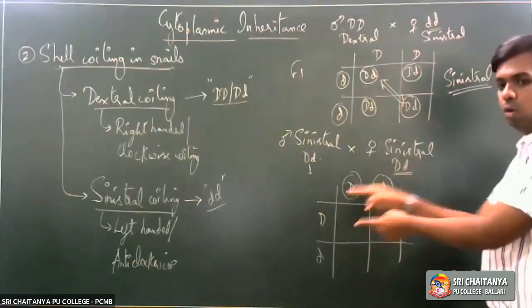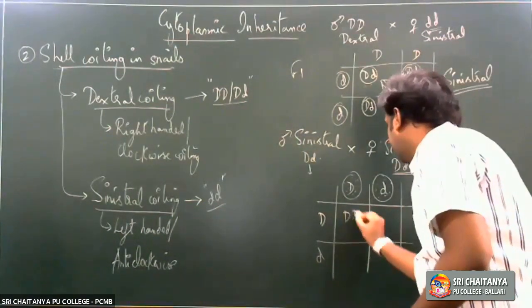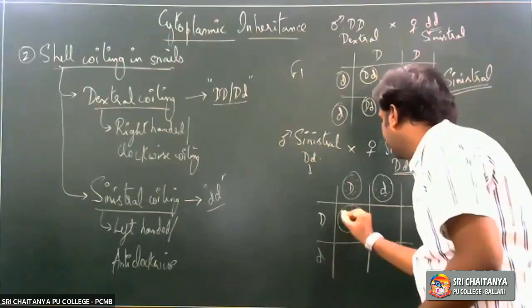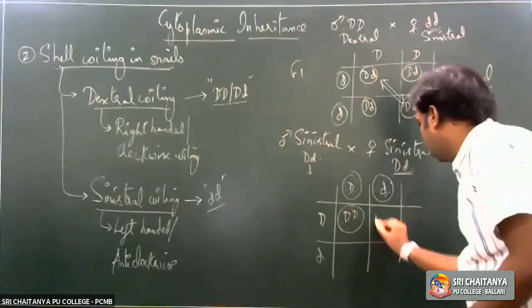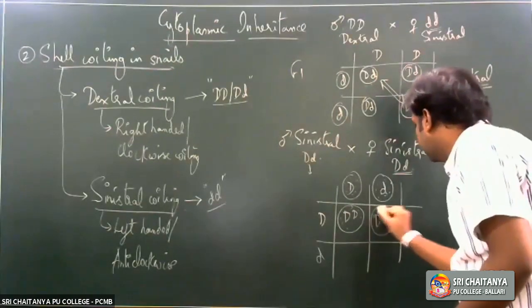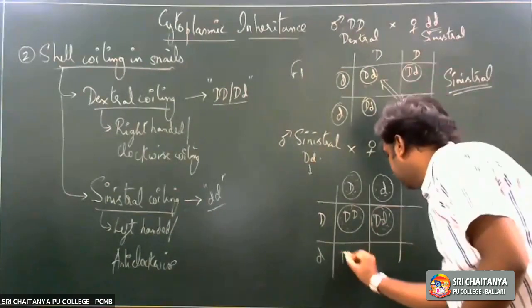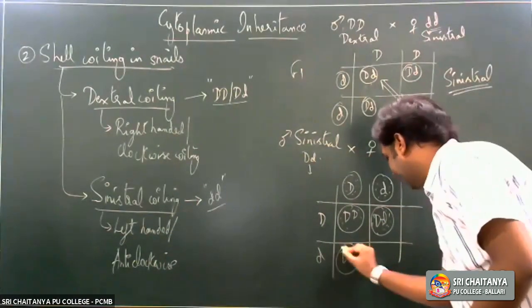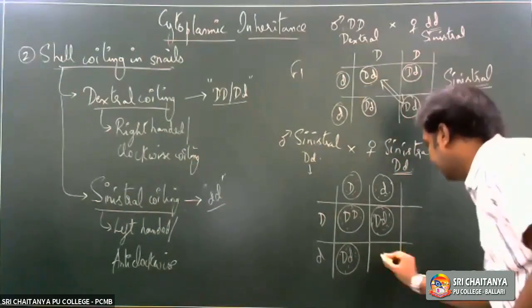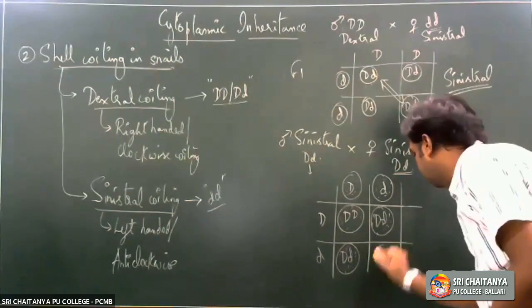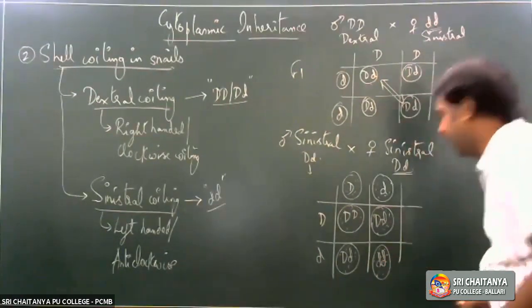Now when they undergo the process of crossing, what would be the condition here? Capital D, and in their cytoplasm they will be having this particular protein. Capital D, small d again, and even in their cytoplasm also they will be having the protein. Third one, capital D, small d again here, and even in their cytoplasm also they'll be having the protein. And the last one, small d, and even in their cytoplasm also they'll be having the protein.